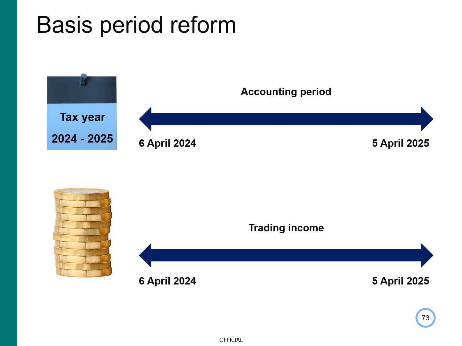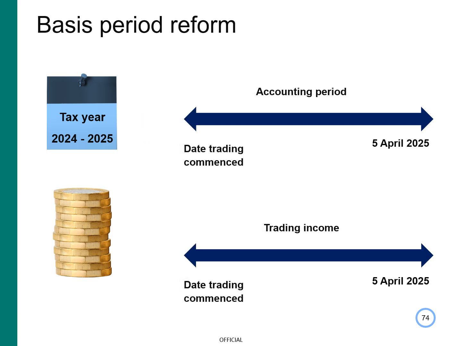The move to the new tax year basis will make it easier to match trading income and to align the tax liability to the tax years. From 2023 to 2024 onwards, it will be easier to prepare your accounts up to the end of the tax year, 5th of April. This means your accounting year will start on the 6th of April and end on the 5th of April, in line with the tax year dates.